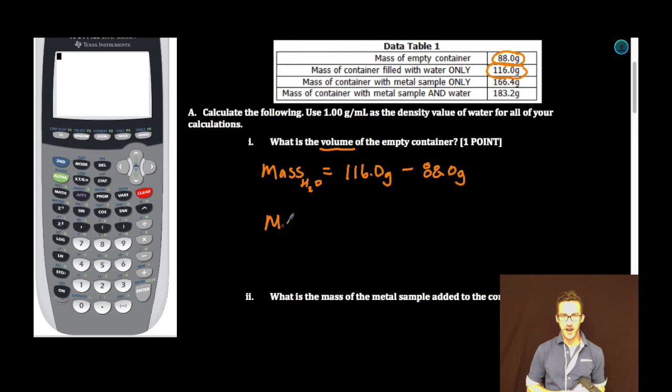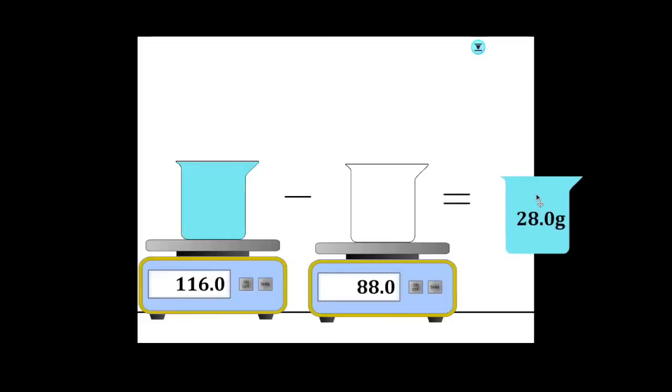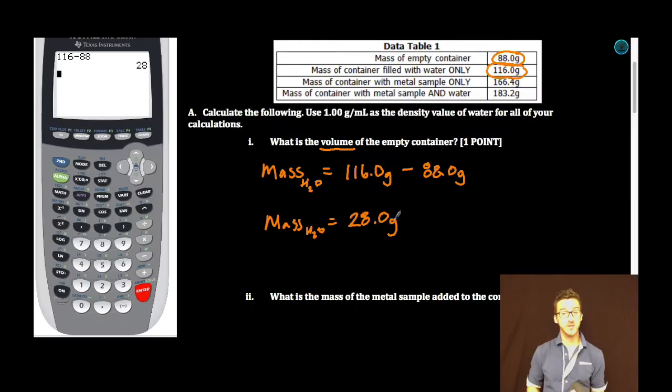So the mass of our H2O, calculator time, 116 minus 88, it's going to be 28.0 grams. Make sure you watch out and use the correct number of significant figures. It's also important that you show simple calculations. You may be able to do this very easily in your head or on your calculator, but it's important that you show your work to get full credit.